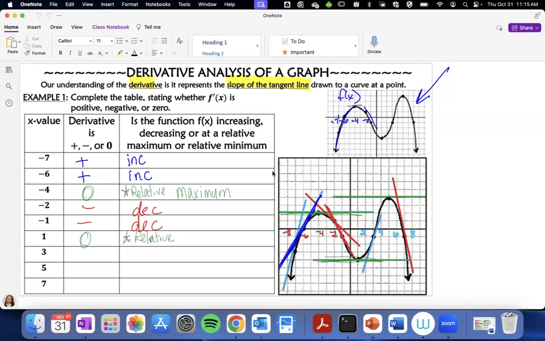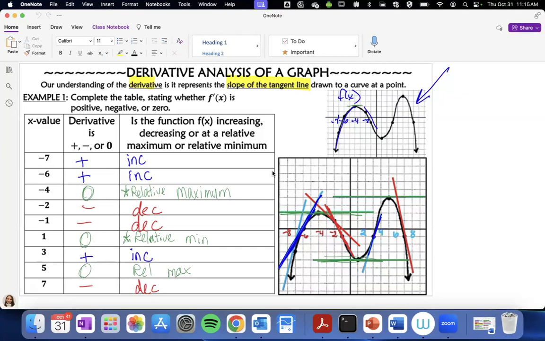Later on, I think in chapter 3, we're going to use a derivative to determine if it's a max or min. We don't have to do that right now. At x equals 3, positive or negative? Positive. And so f of x is increasing. How about 5? 0. So that means it's a max, relative max. And then 7, decreasing, it's negative.